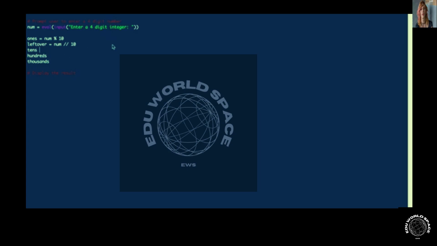And now for the tens. So the tens is going to be equal to what we have left over, so the remainder of that leftover divided by 10. And we're essentially just going to do the same thing we did with the ones, and then the hundreds and the thousands. And we've got to keep track of our leftover. So the leftover is going to be the leftover divided by 10 using floor division.